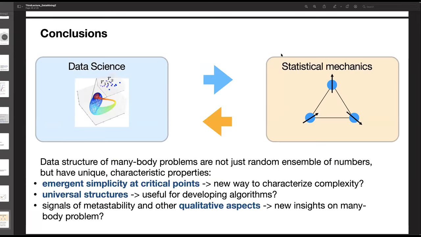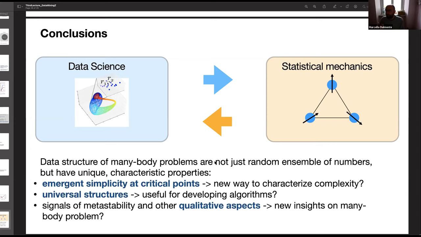So let me go to the conclusion. What I promised you at the beginning of the course is that there will be fruitful interactions between data science on one side and statistical mechanics on the other, and in particular, leveraging the concept of universality. And I hope that I convinced you that data structures of many body problems are not just collections of random numbers, not just random ensembles, but they have unique characteristic properties. They have features of emergent simplicity.